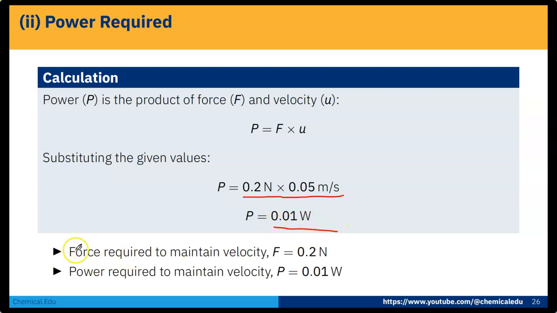So now here two things we needed to calculate, and already we did that. That is force required to maintain velocity, F is 0.2 Newton, and power required to maintain velocity, P is equal to 0.01 watt.